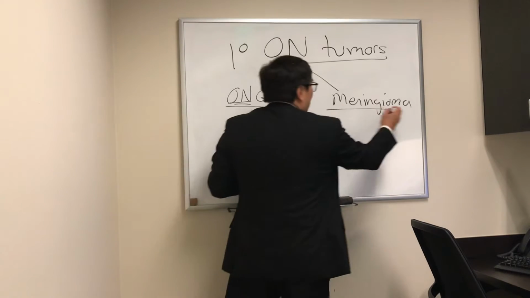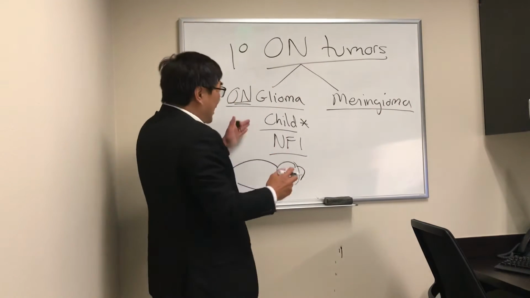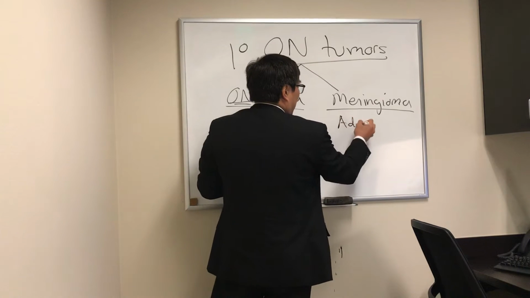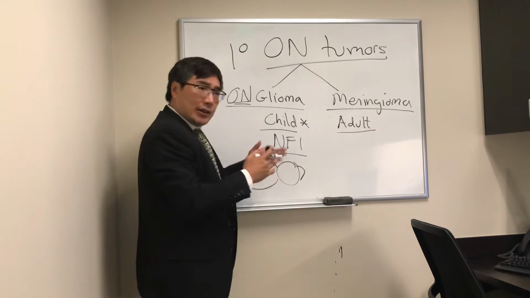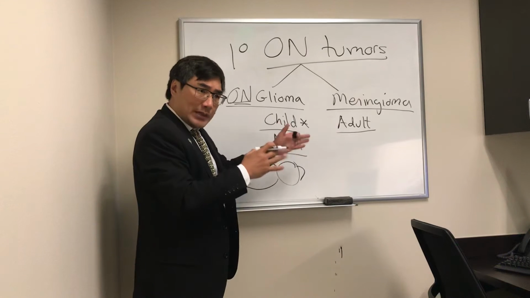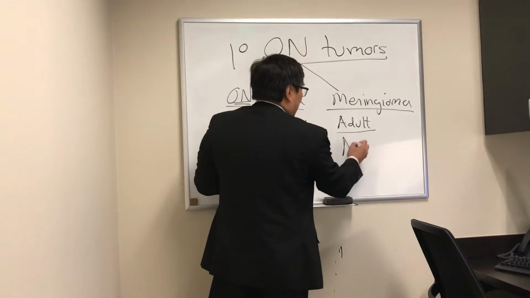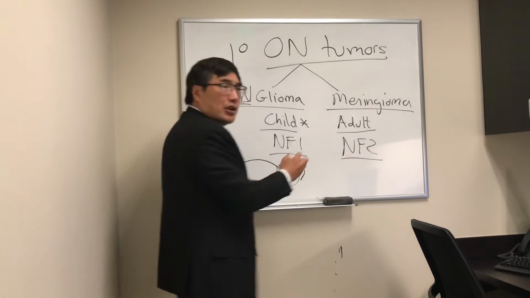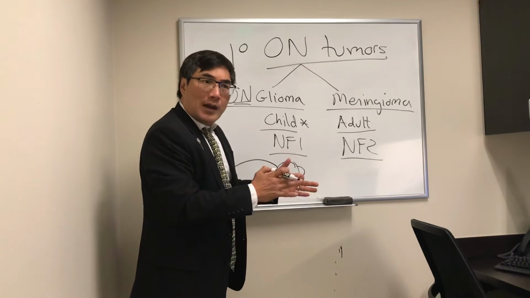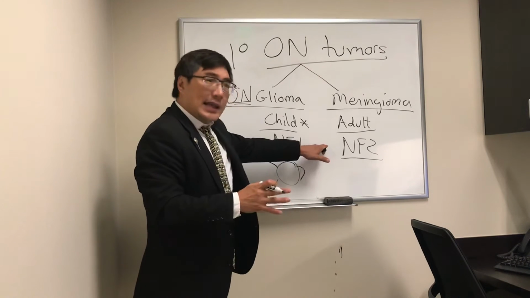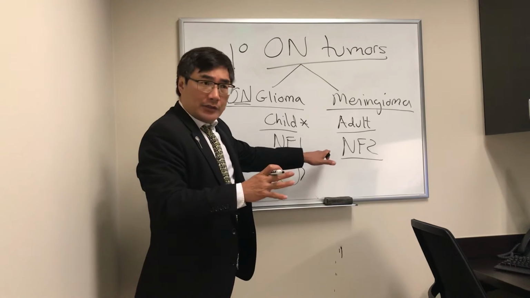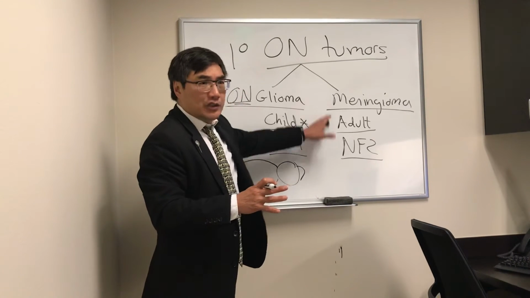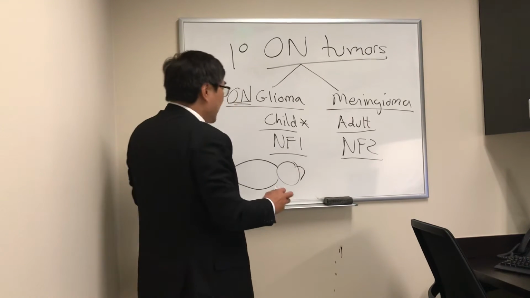In contrast, the meningioma is not usually a child, although meningioma can occur at any age. It's typically an adult, usually an older-aged or middle-aged female. It can be associated with multiple meningiomas or the schwannoma of the eighth nerve, and that's NF type 2, neurofibromatosis type 2, even though most patients with sheath meningioma do not have NF type 2.